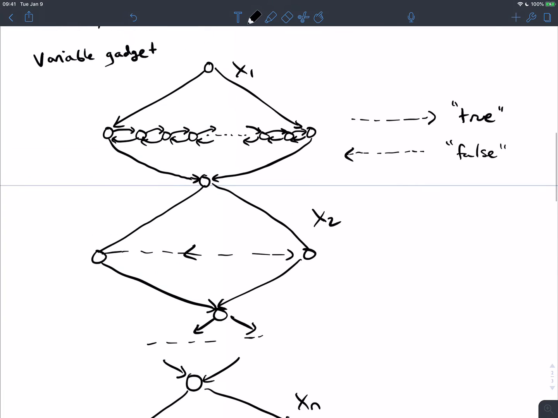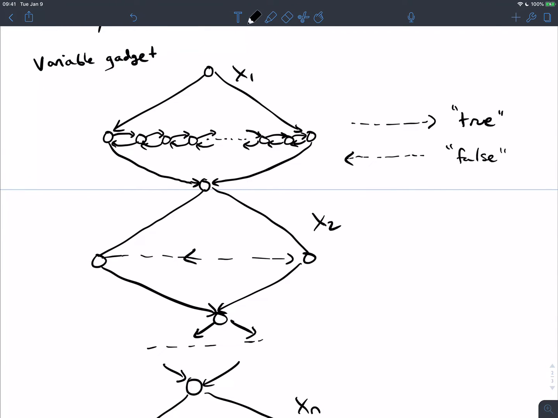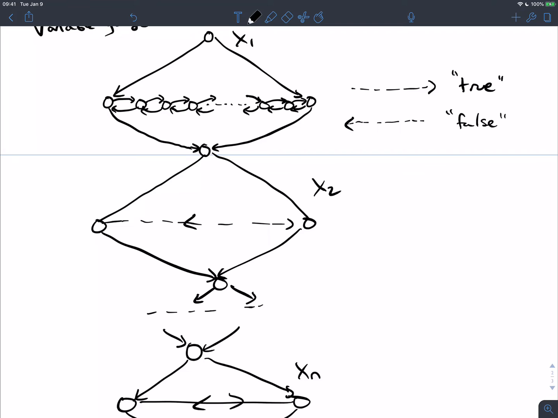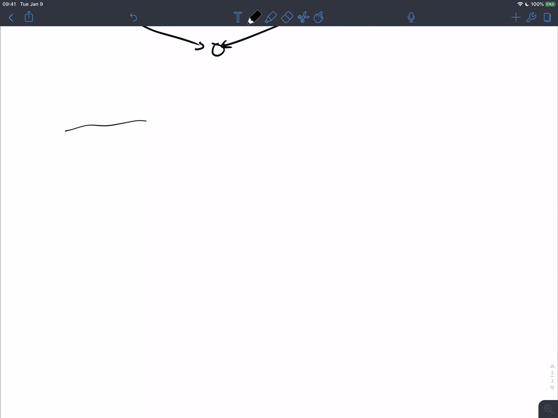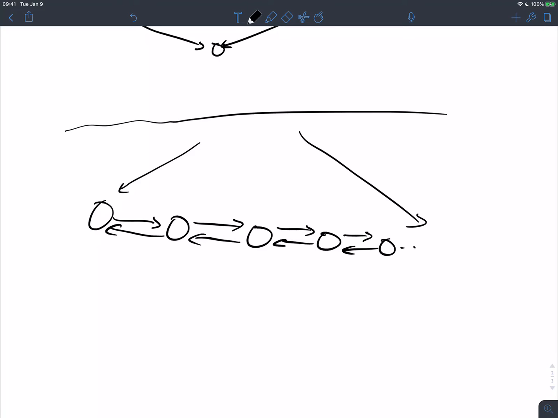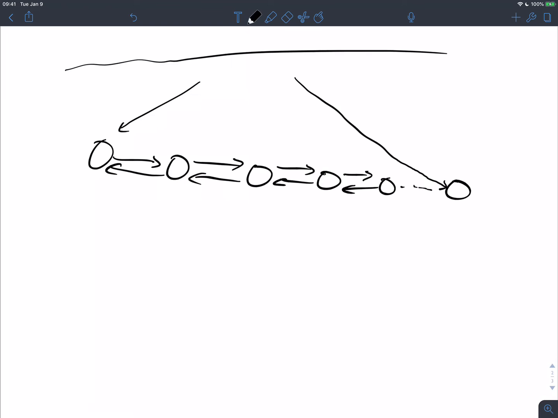So how are we going to do that? So here's what we're going to do. Let's try to blow up one of the rows, one of the long chains of vertices. So we're going to make this a lot bigger. Okay, so let's see.